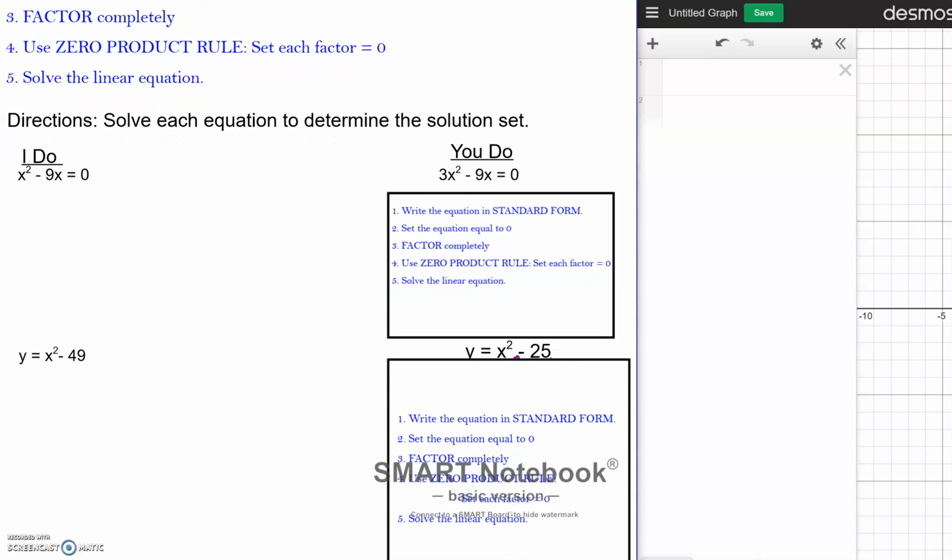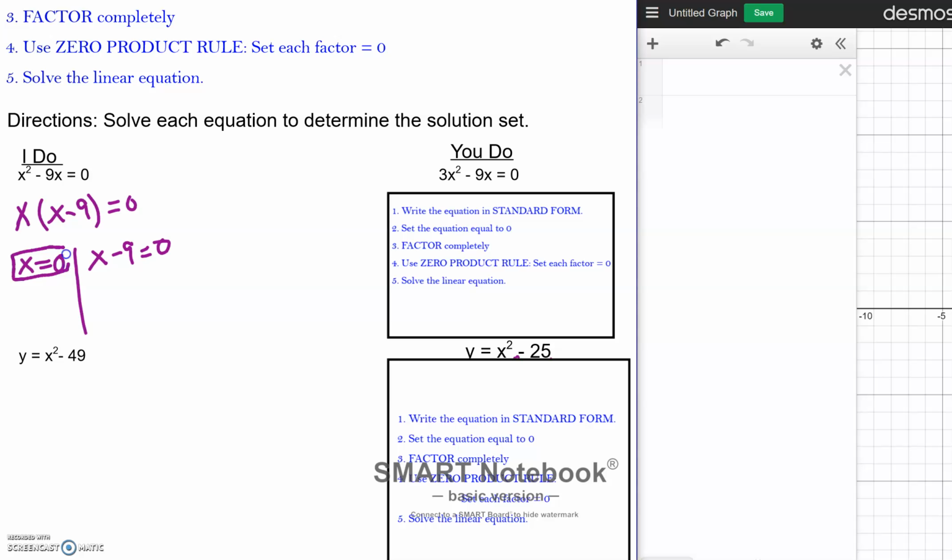Whenever you factor, you want to see if there's a GCF. So x squared minus 9x. There is a GCF of an x. So I'm going to extract the x, and what's left is going to be x minus 9 equals 0. X minus 9 cannot be factored anymore. So we are now going to use the zero product property, which says I have to now set each one of these factors equal to 0.